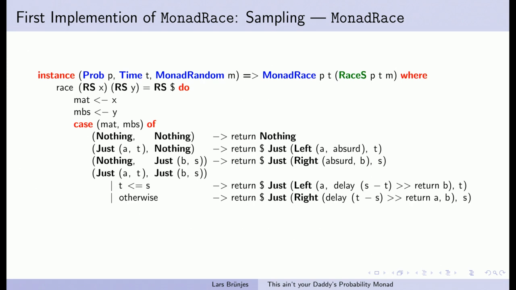So what's the rest of the computation? Well, I have to wait s minus t. I've already waited. T time has already passed, so the remaining time is just s minus t, so that's this. And then that will return the result, the second one. And if the other one is smaller, then it's the other way around. So then it's t minus s. It's a right. I return the b, and it takes s. So that's the sampling part.